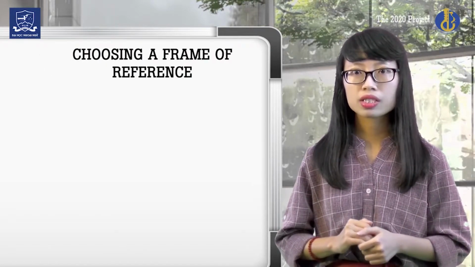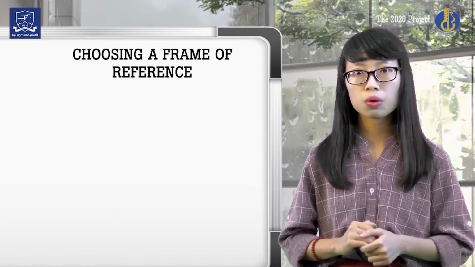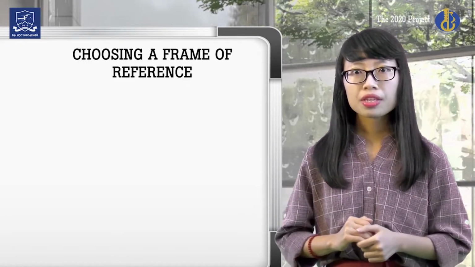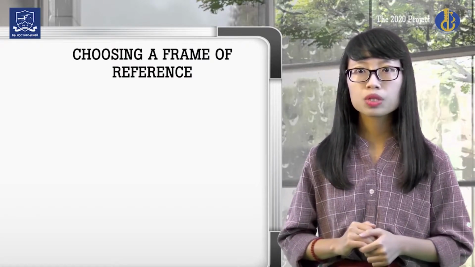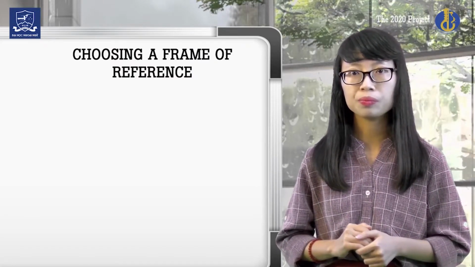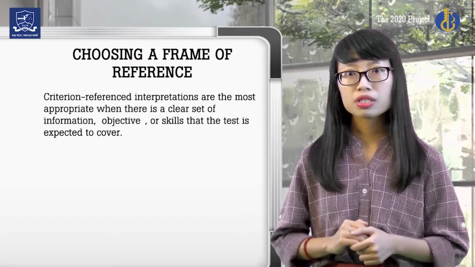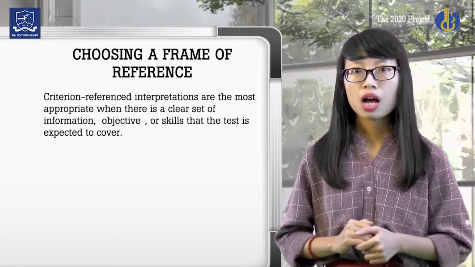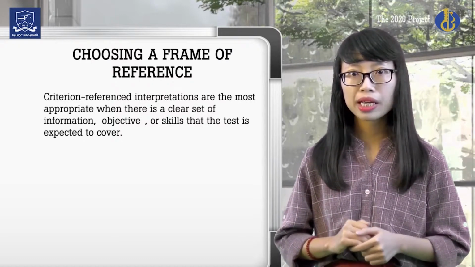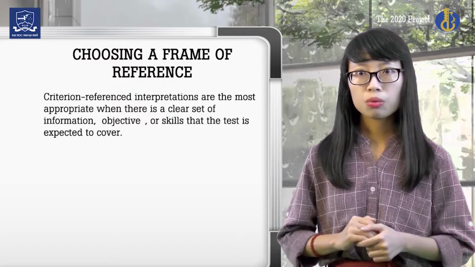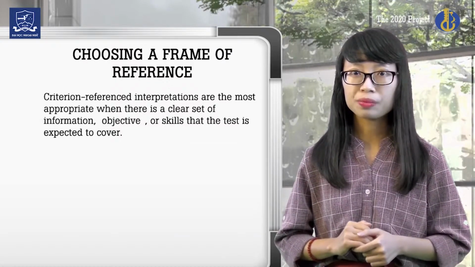So we have talked about two frameworks of reference to interpret scores. So now, I think many of you may want to know which one is more suitable for your situation. Generally, criterion referenced interpretations are most suitable when there is a clear set of information, objectives, or skills that the test is expected to cover.